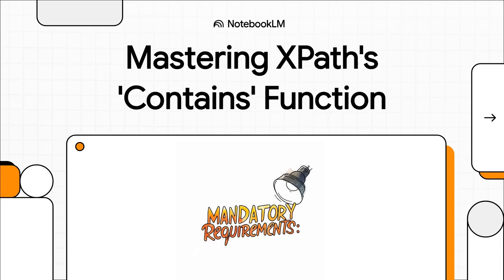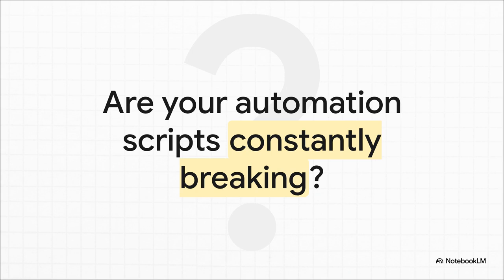Today we're going to tackle a tool that will literally stop your automation scripts from breaking all the time. I'm talking about the XPath contains function. You know that feeling, right? You write a test script, it works perfectly, and then the next time you run it, boom, it fails. So frustrating. And 9 times out of 10, the culprit is the exact problem we're about to solve.